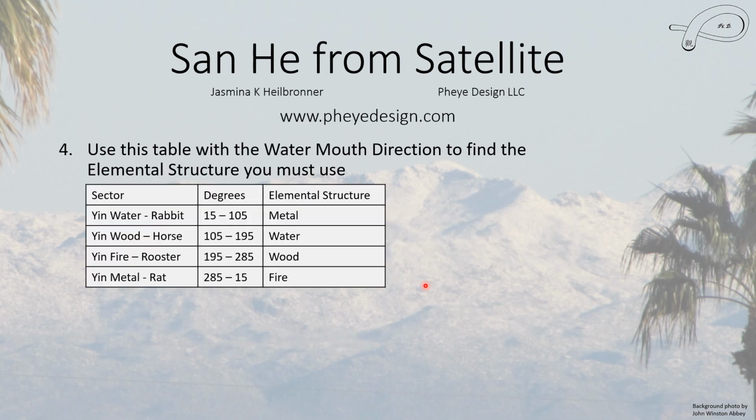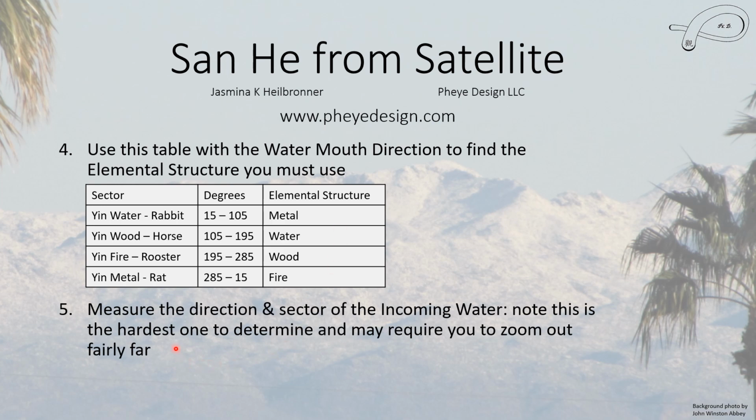And then you use this chart. Depending on which sector, or if you want to stick with degrees, that's fine. That determines which one of these you have to use. And you have no choice. You can't pick a different one. You have to use this information.